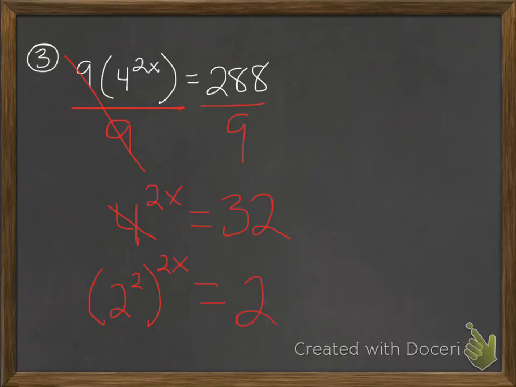Well, let's see. If I did 2 times 2 is 4, 4 times 2 is 8, 8 times 2 is 16, 16 times 2 is 32. So that would be 2 to the 5th power.